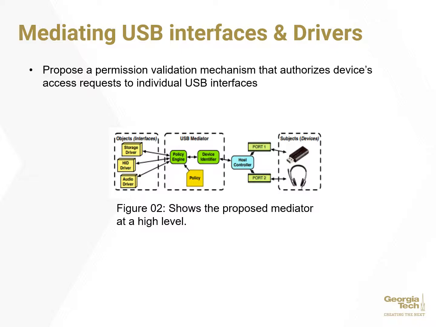The main problem in bad USB attacks is that any USB can request as many drivers as it wants. In response, the authors proposed the introduction of a permission validation mechanism that authorizes devices' access requests to individual USB interfaces. This proposed mediator is shown at a high level in Figure 2 that contains three components: a policy engine, a device identifier, and the policy itself. I will explain more of each component's purpose further on in the presentation.